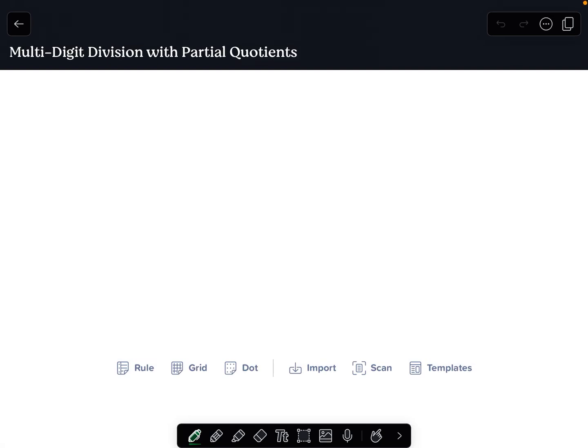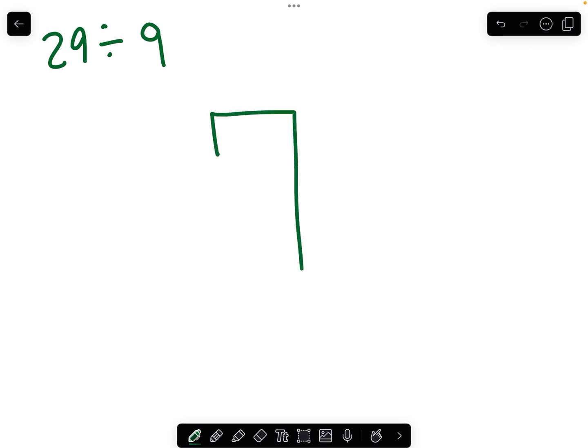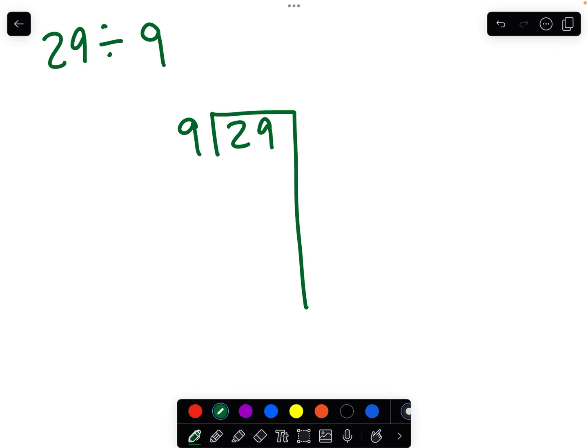All right, we are talking about double-digit and triple-digit, really multi-digit division with partial quotients. So a brief review on partial quotients: a quotient is the answer from a division problem. So let's do a quick simple one. Let's do 29 divided by 9, okay? And when we do partial quotients, we just set it up similar to a long division problem, but we've got this little line on the end that extends.